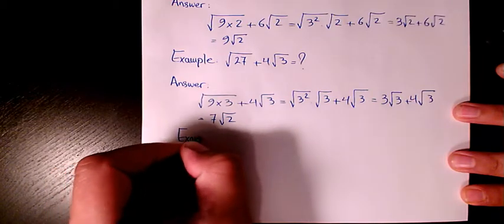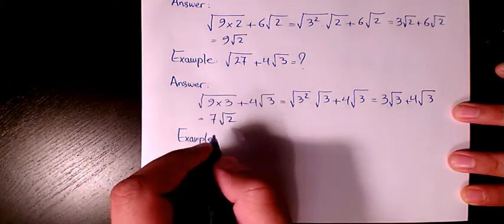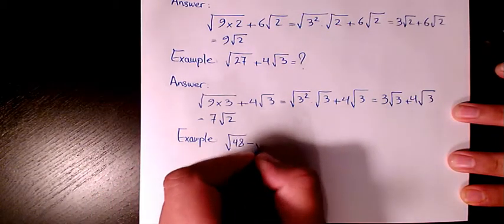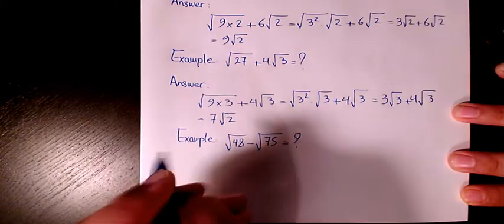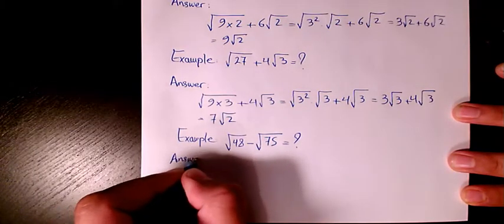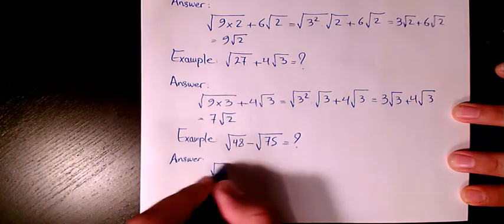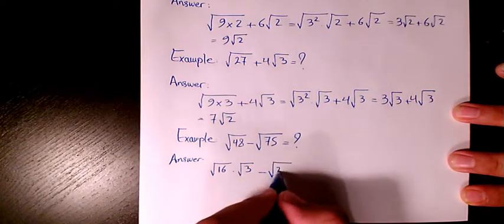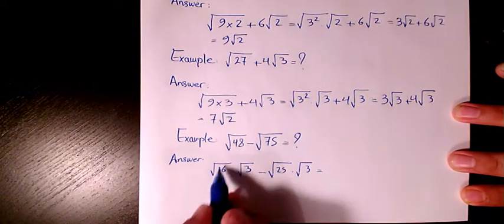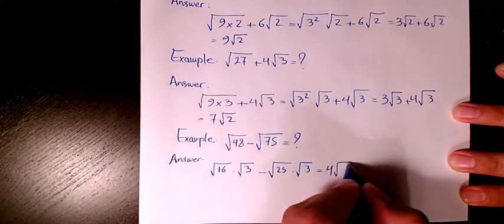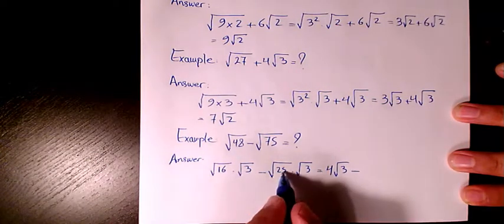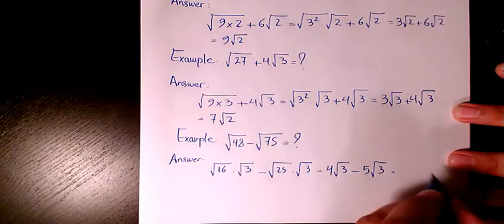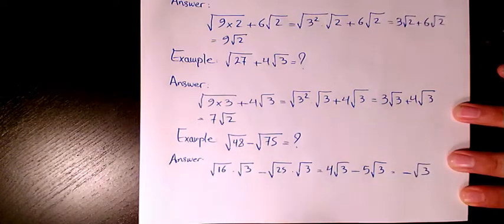Next example is square root of 48 minus square root of 75. Answer is 48 is 16 times 3 and 75 is 25 times 3. Square root of 16 is 4, so it's going to be 4 root 3. Square root of 25 is 5 root 3. 4 minus 5 is negative 1, so it's going to be negative root 3.